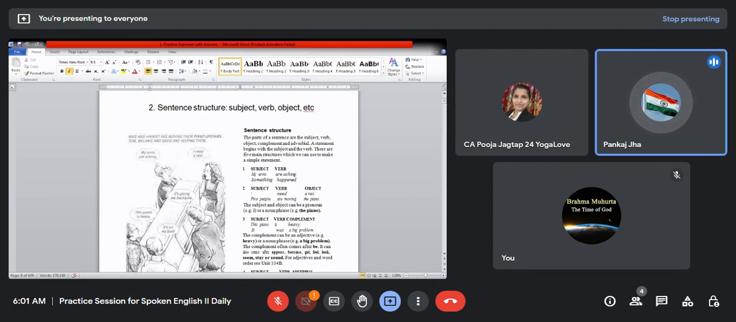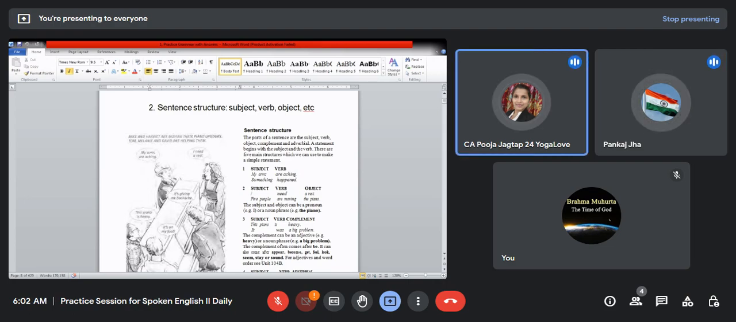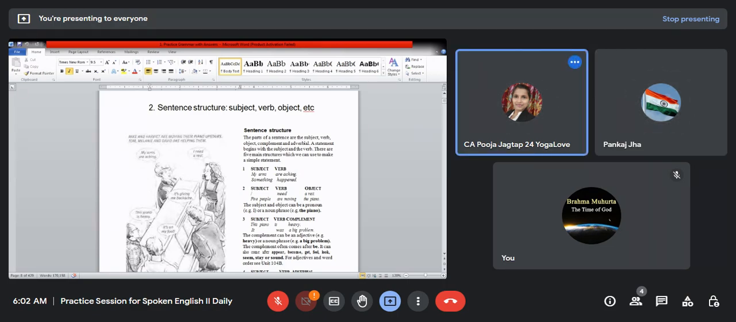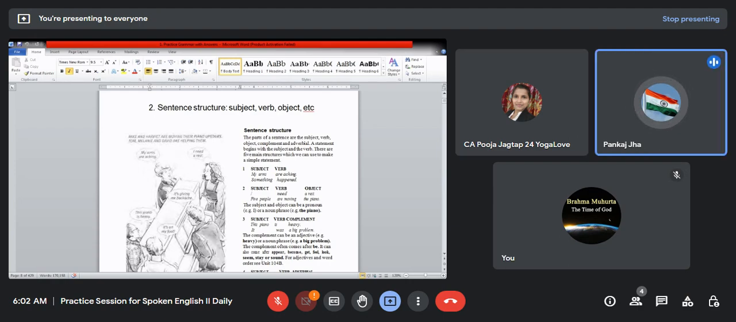So, as per my view, ma'am, a sentence needs a subject and a verb. Without a subject and verb, no sentence is complete. And as per Surinder sir, a passive voice needs a subject, verb, and object also. Without an object, we can't convert active voice to passive voice.